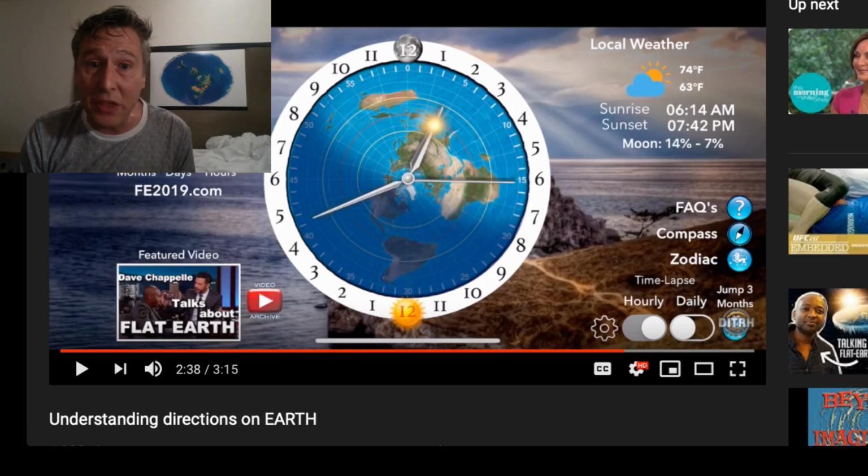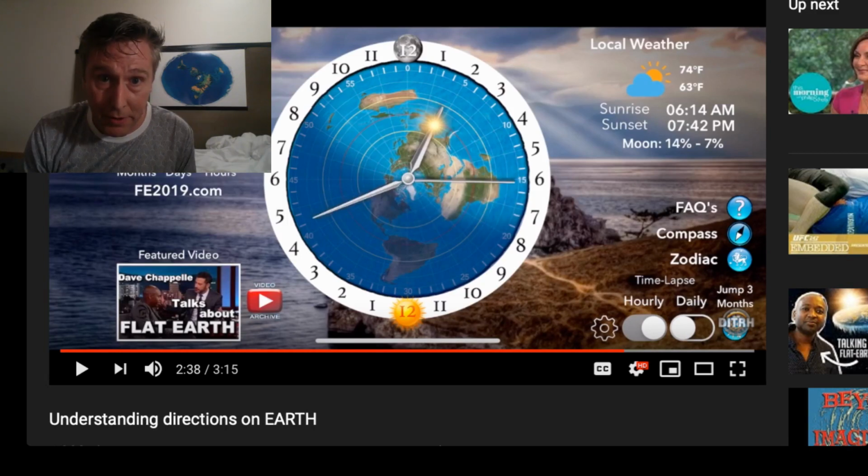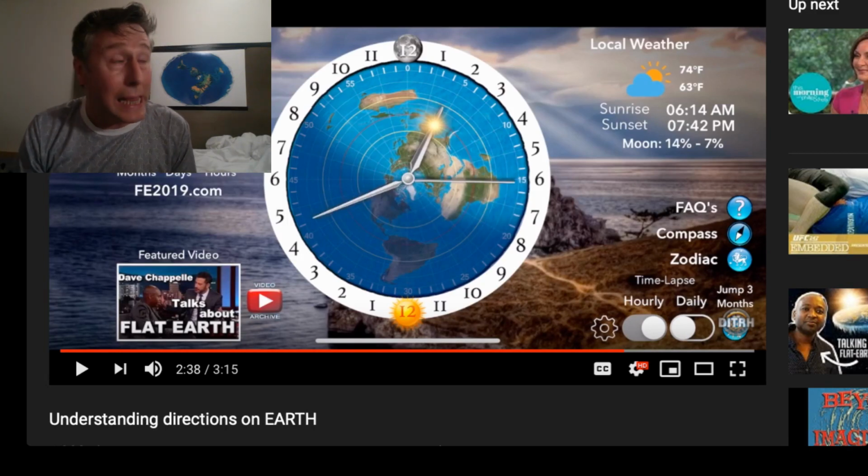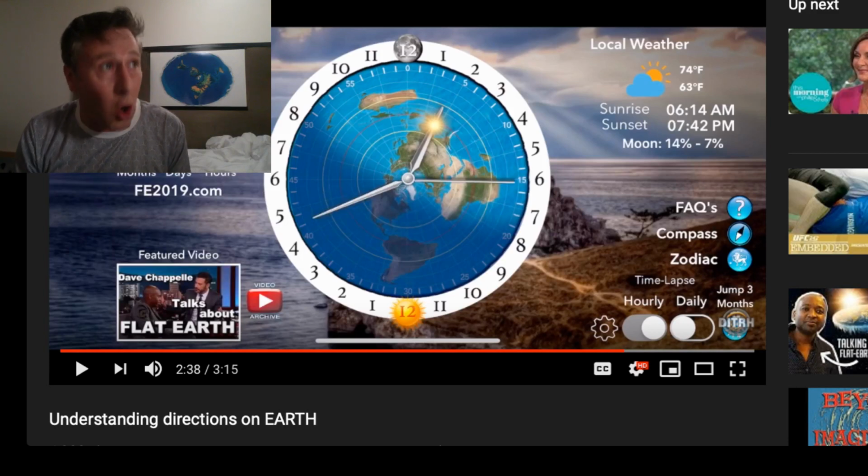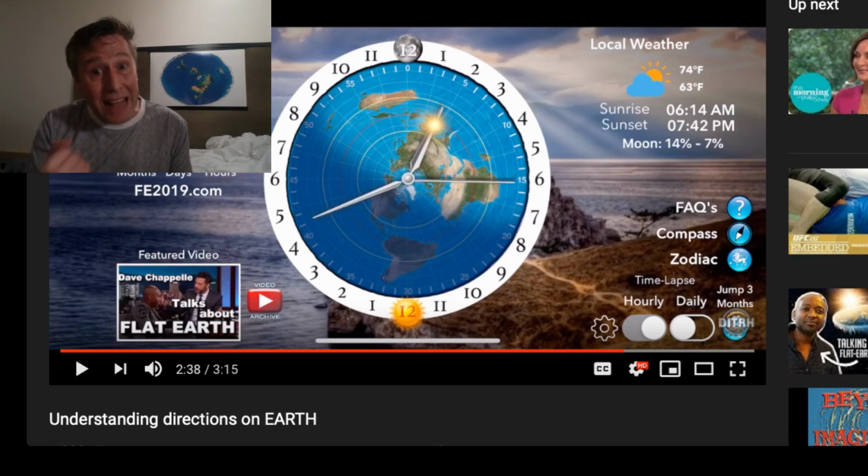Except that the AE map is a globe Earth map. Did you hear? The AE map is a globe Earth map. It is not a flat Earth map. It is a globe Earth map. Hence the distortions.